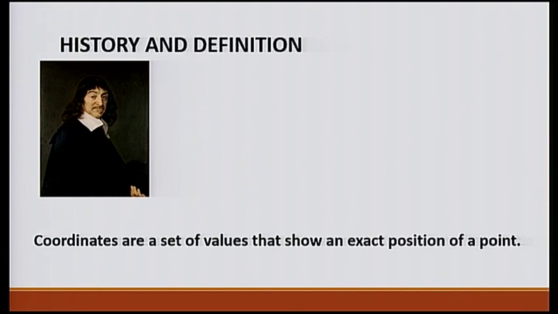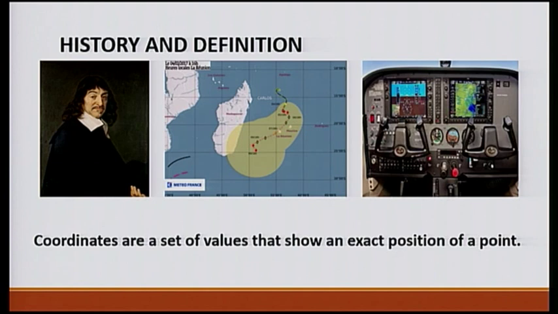Now, where do we use coordinates? These are two examples where coordinates are useful. The coordinates on the weather chart track a cyclone, or an aeroplane keeps track of the position of other aeroplanes to avoid collision in the sky. You can find out more about René Descartes or more real-life examples of the use of coordinates from the internet.